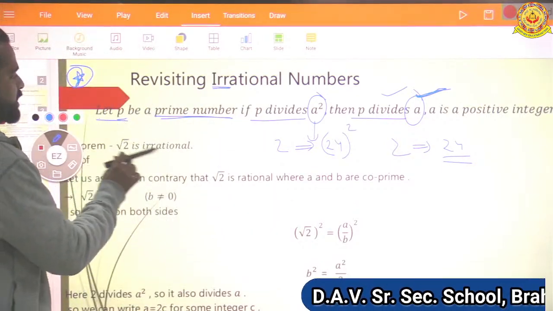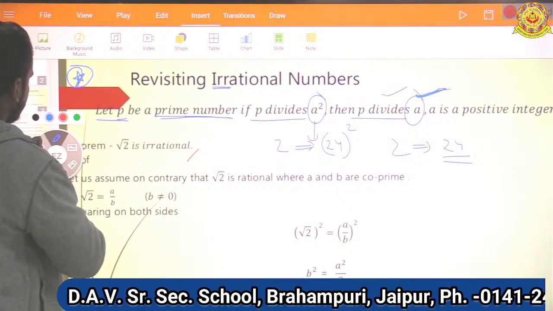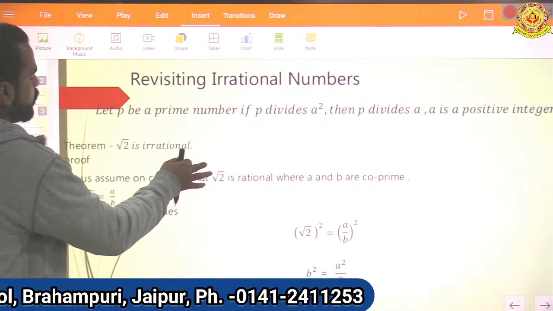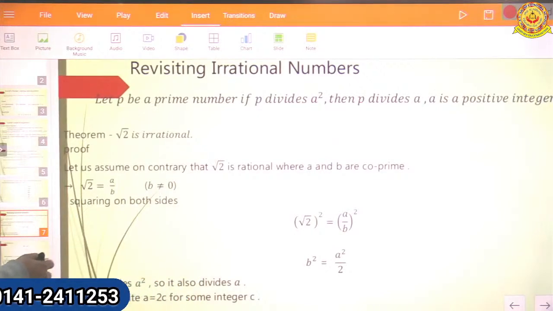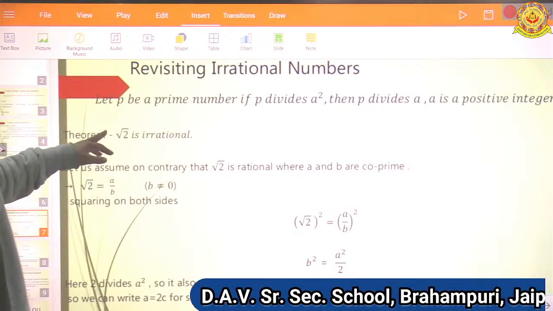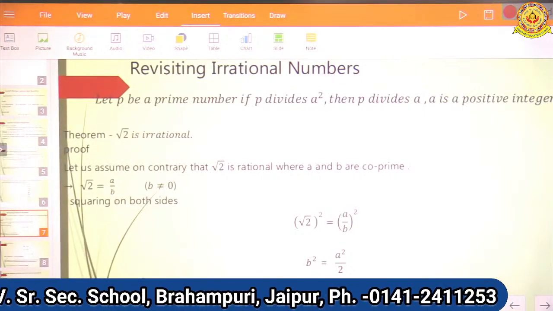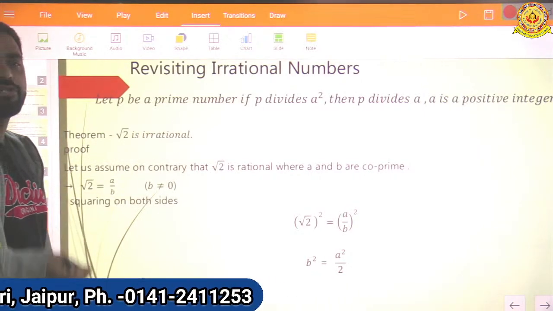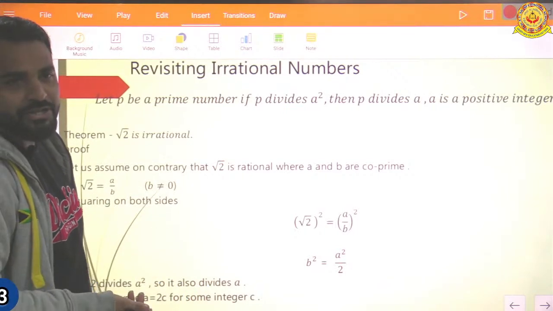So in this particular theorem, we will prove whether a number is irrational or not. Just like this theorem, under root 2 is irrational. How can we prove that under root 2 or under root 3 or under root 5 is an irrational number?